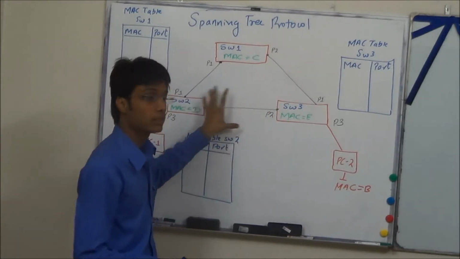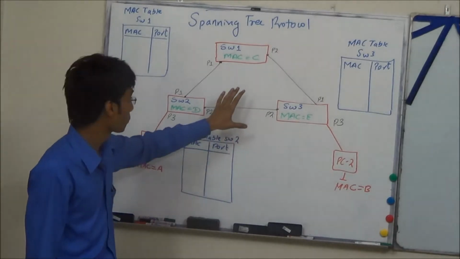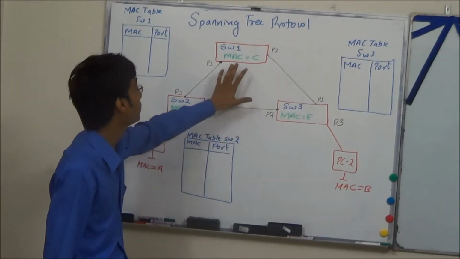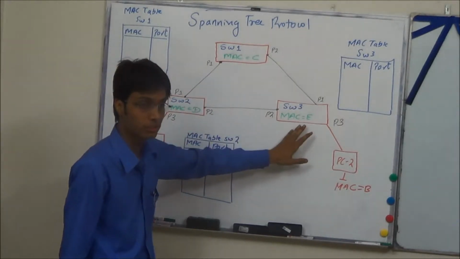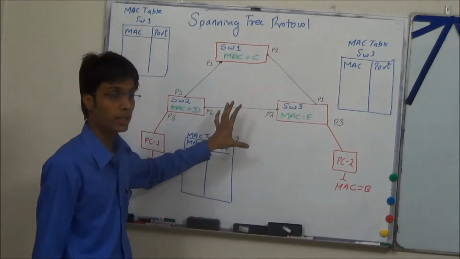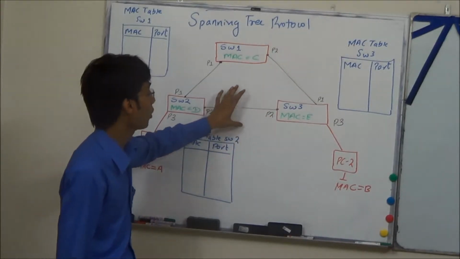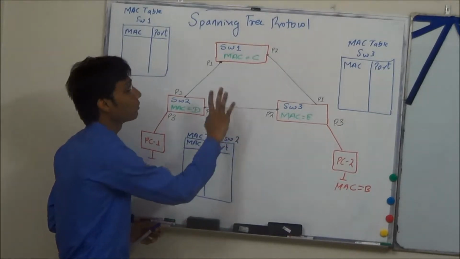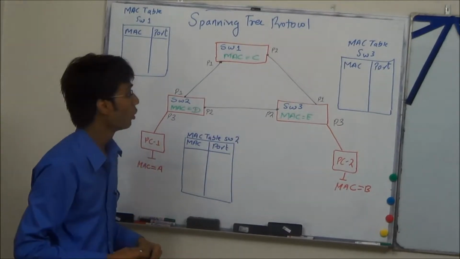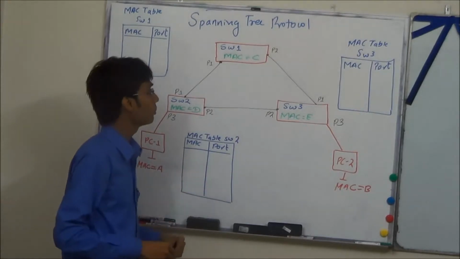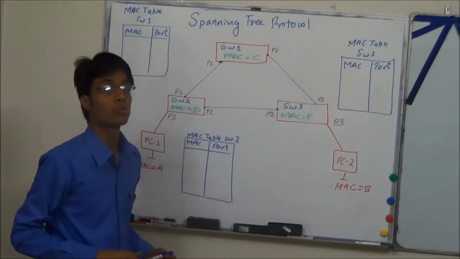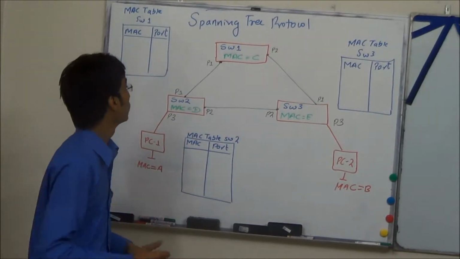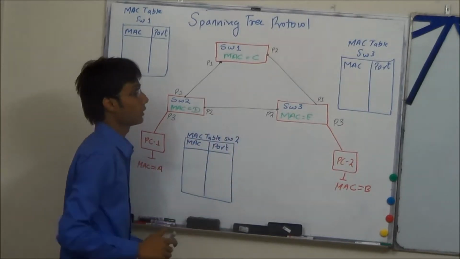Okay, let's see first how. As soon as these three switches are booted up, we have to assume that spanning tree protocol is enabled on these three switches. The first step to converge this loop is to find out the root bridge. This complete procedure of finding out a root bridge is called root war. So, we will elect the root bridge first.